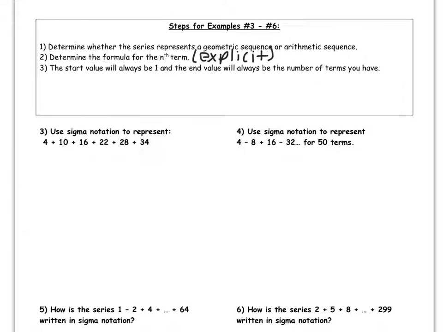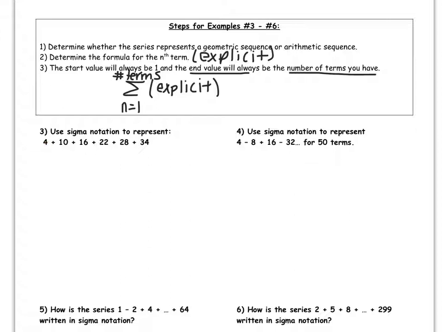Okay? And then when you have your sigma notation, if you do it like this, your start value, which we'll call n, is equal to 1. That will always be my start value, and the end value will always be the number of terms that you have. And in here will be my explicit formula. So this will be explicit, and this will be the number of terms. So that's our setup. So let's look at this first example.